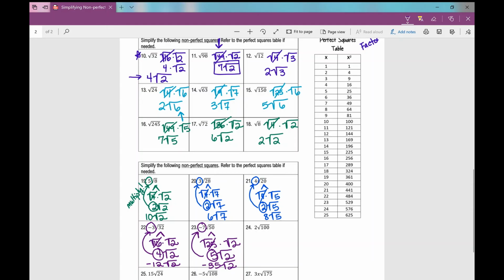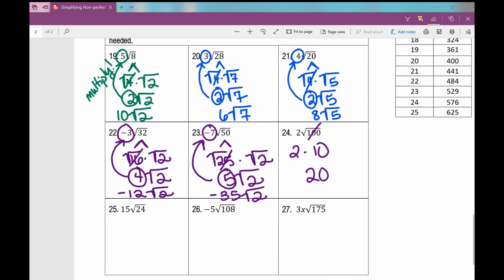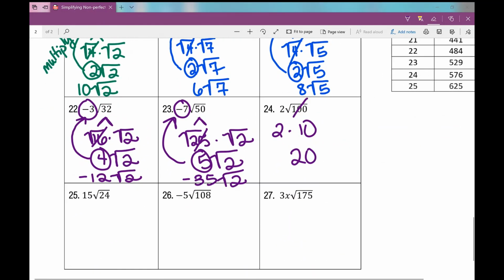Let's do number 24. Number 24, well, what do you notice? 100 is a perfect square. So 2 times the square root of 100 is 2 times 10, which is 20. Well, that was pretty simple. Okay, let's go on to our final 3 problems. And I'm just going to zoom in, and you can refer to your perfect squares table.